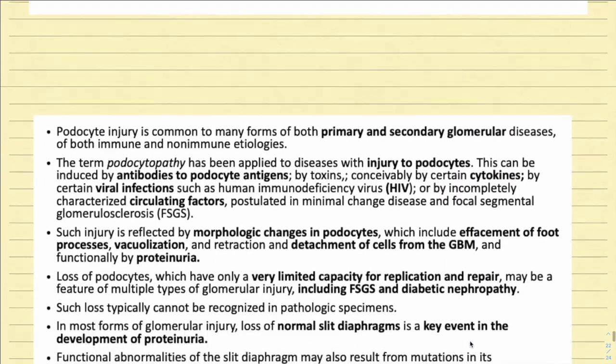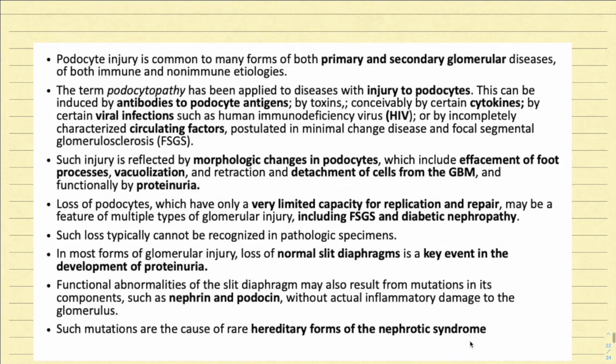What is going to happen in case of epithelial cell injury? We are talking about both the visceral and the parietal epithelium, but of major importance is the visceral epithelium, or the podocyte. This podocyte injury is common to many forms of both primary and secondary glomerular disease. The term podocytopathy has been applied to disease which causes injury to the podocytes.